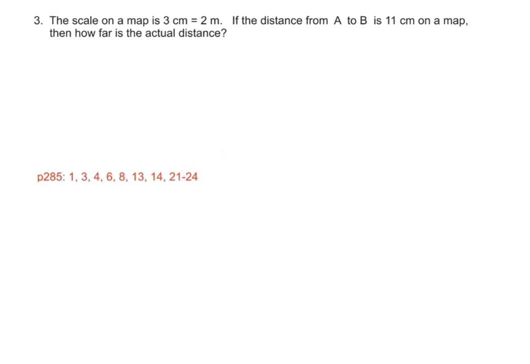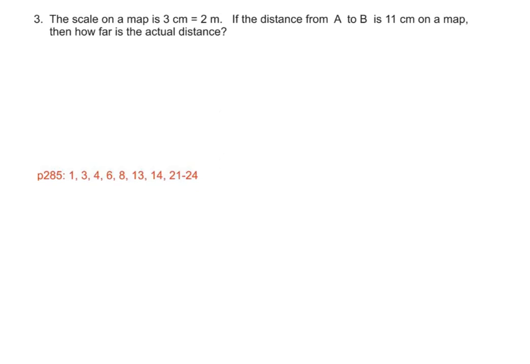All right, so we're looking at this. The scale on a map is 3 centimeters equals 2 meters. If the distance from A to B is 11 centimeters on a map, then how far is the actual distance? So somebody raise your hand and tell me how to start this problem. Edward? You do the proportion. We've got to do a proportion.